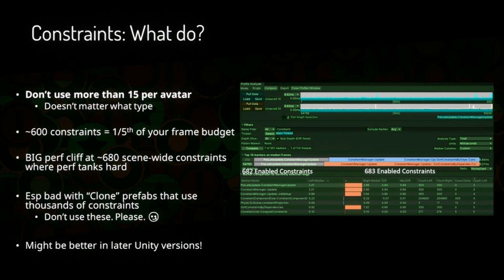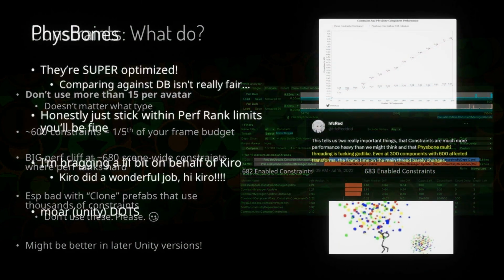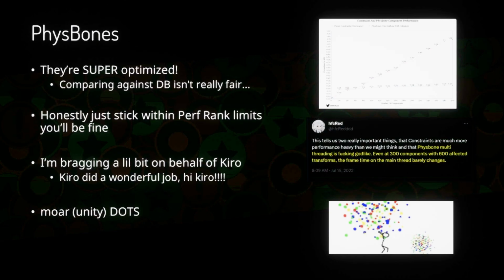It might get better in next Unity versions. Again, I asked TCL, who's one of the people working on our Unity version upgrade, to check this out. Inconclusive if constraints get better, so just be careful. On the other hand, Fizzbones are super optimized. Comparing them against Bones is not even remotely fair. If you just stick with our performance rank numbers, though, you'll do fine.